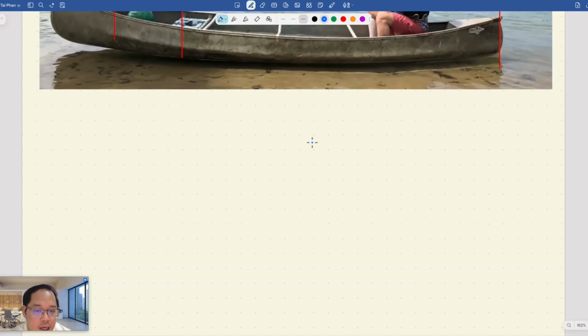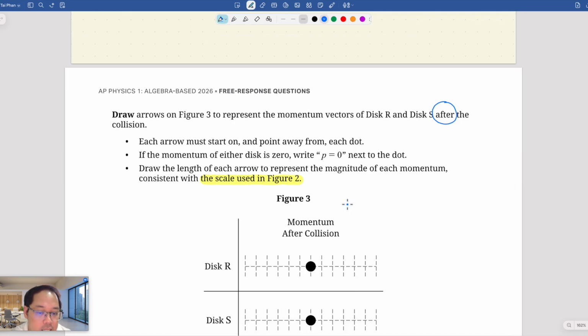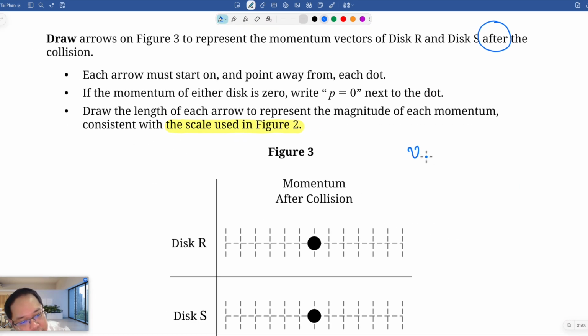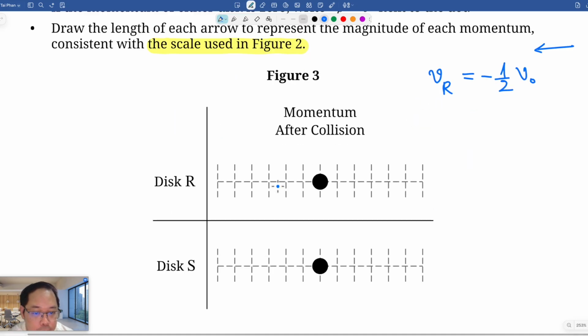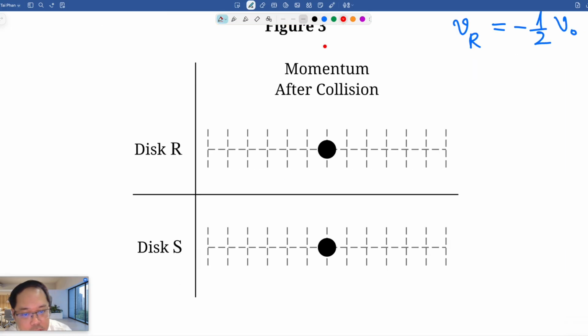So initially the disk R has the momentum of 4 grid spaces, but after the collision the velocity is negative 1/2. Let me write here after collision V of the disk R is negative 1/2 v0 in the opposite direction to the left. Okay, therefore the momentum, which is mass times velocity, is also in the opposite direction, which is to the left also, and its length is 2 grid spaces. Of course, this is my notation to remind you, you do not need to write with text, just draw with an arrow, and you can use the notation PR final like this to indicate the momentum.